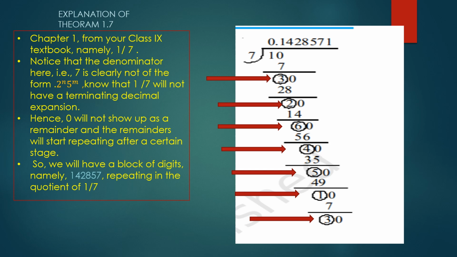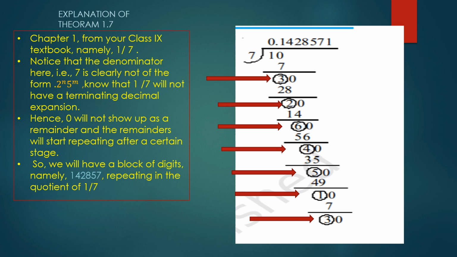I have depicted everything with an arrow. The remainders are 3, 2, 6, 4, 5, 1, and again the 3 is repeating. So one block is there. After one block, the same numbers will start repeating. You see the block in the quotient, not in the remainder.